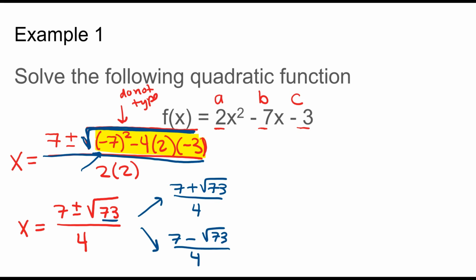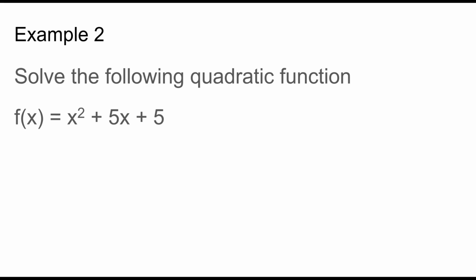All right, let's take a look at example 2. Solve the quadratic function. Let's see if we can factor it. We have a coefficient of a 1 here. Is there any number that multiplies to 5 and adds to 5? So we've got 1 times 5. No way to add it, so we have to use the quadratic formula.